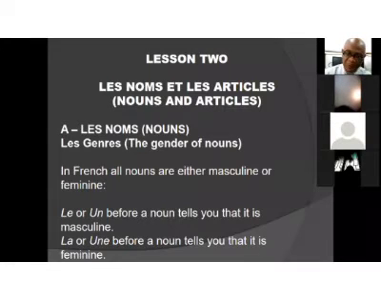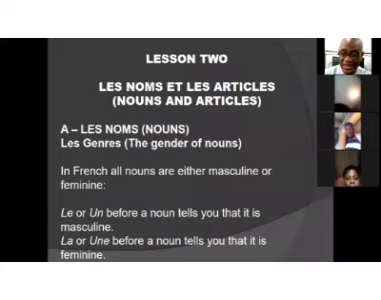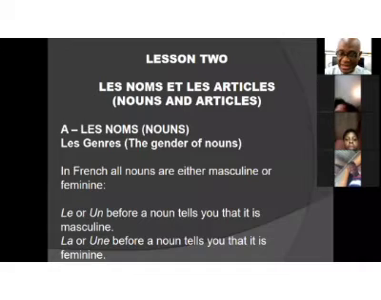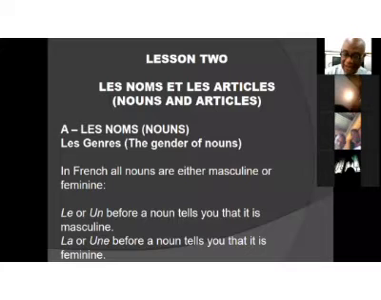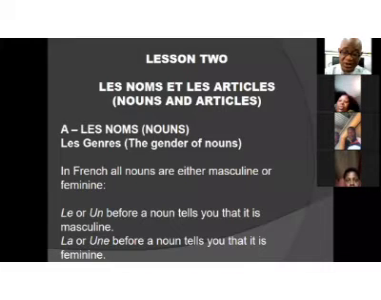Now, the plural of un and une, which are indefinite articles, is des. You pronounce it de, not des. The pronunciation is de. You don't pronounce the s. Same also for what you call the definite articles, article défini. Like I said, we have article indéfini, which is un and une, and then we have article défini, which is le and la. Défini because we are talking about a specific object.